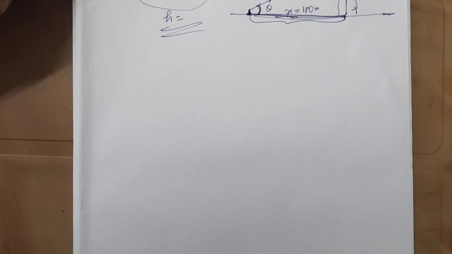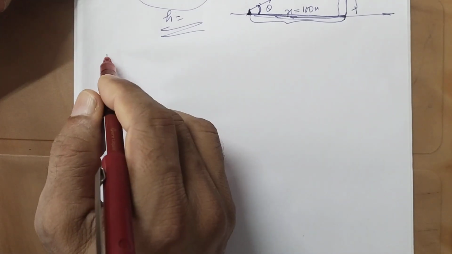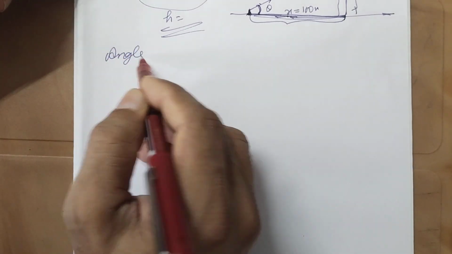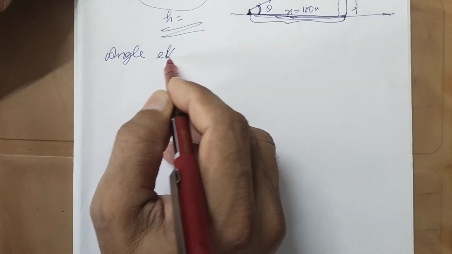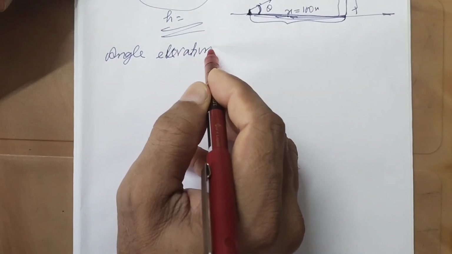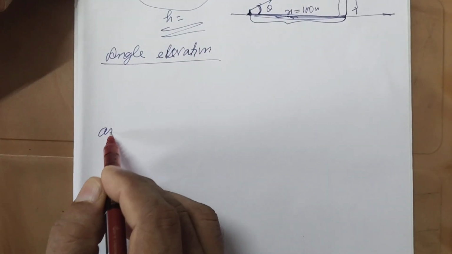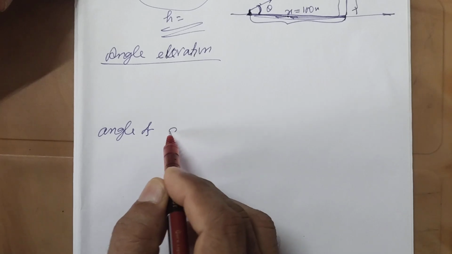And you have to know there are two things here. First is angle of elevation, another is angle of depression.